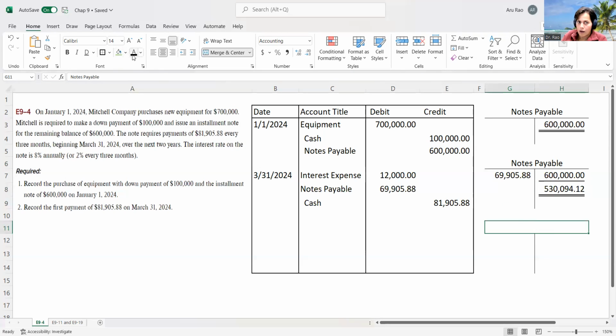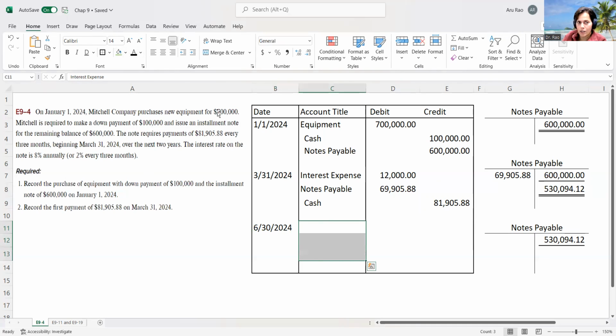Now, the next time I make a payment, that's my beginning balance over here. That's the outstanding loan that I have. So let's go ahead and do one more interest calculation, one more payment. Now the journal entry, the debits and credits look exactly the same. The cash credit is exactly the same. I'm going to make this payment 8 times.